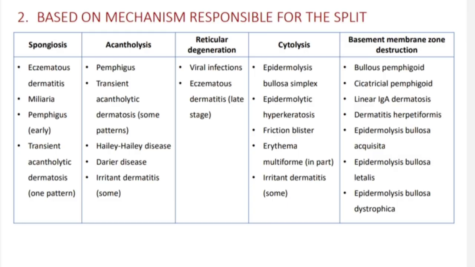Then cytolysis is a mechanism responsible for the split in epidermolysis bullosa simplex, epidermolytic hyperkeratosis, friction blister, erythema multiforme, some cases, and some cases of irritant dermatitis. Basement membrane zone destruction is the main mechanism responsible for the split, particularly in subepidermal blistering disorders. This includes bullous pemphigoid, cicatricial pemphigoid, linear IgA dermatosis, dermatitis herpetiformis, EBA, epidermolysis bullosa letalis, that is junctionalis, and dystrophica.